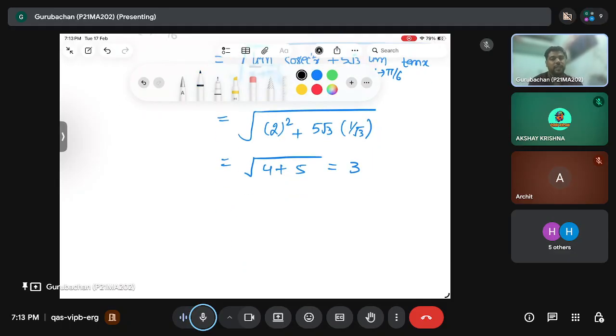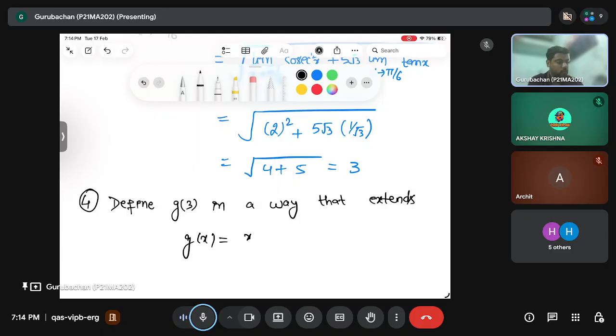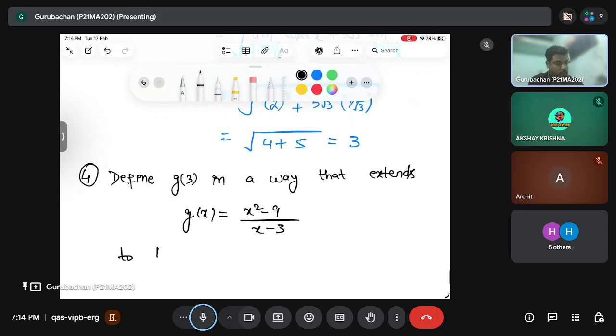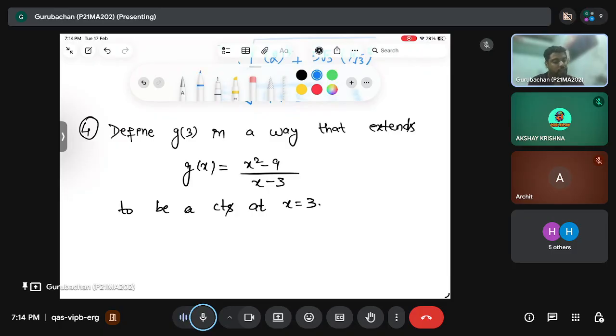Is it clear what algebra of continuity means? Now I am defining a function, or you should define this g at 3 in a way that extends g of x equal to x square minus 9 divided by x minus 3 to be a continuous function at x equal to 3. So what is the domain of this g of x?